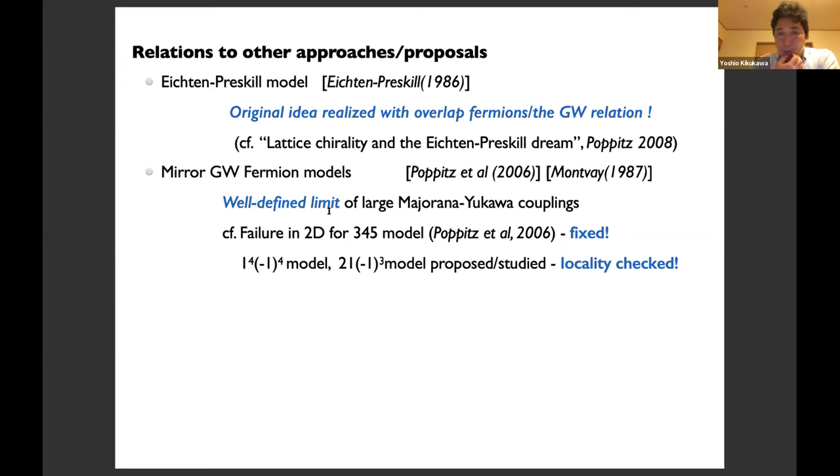In this work, we try to define the Majorana-Yukawa coupling so that the large coupling limit is well defined. And I think that is the reason why, in the Eichten-Preskill case, Professor Poppitz found some non-analytic contribution from the mirror sectors. But I think it is because the large coupling limit of the Majorana-Yukawa coupling has some singularity.